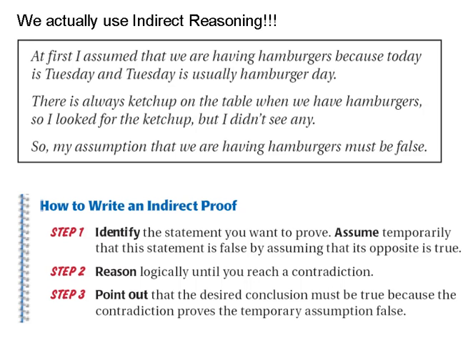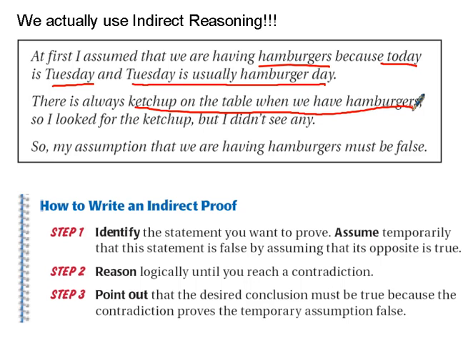At first, I assumed that we are having hamburgers because today is Tuesday, and Tuesday is usually hamburger day. There's always ketchup on the table when we have hamburgers, so I looked for the ketchup, but didn't see any. Therefore, you're going to make an assumption that today hamburgers must be false. Today is not hamburger day, thus it's not Tuesday. And this is called indirect reasoning.